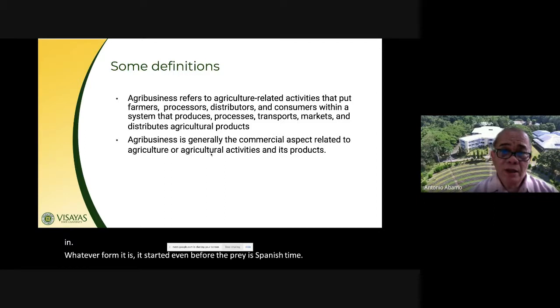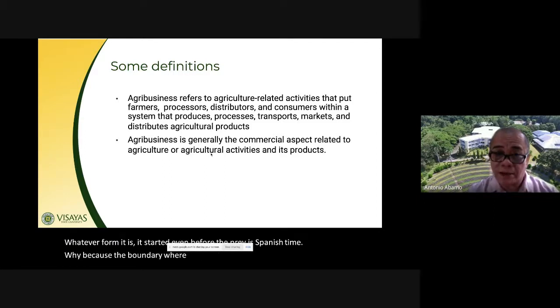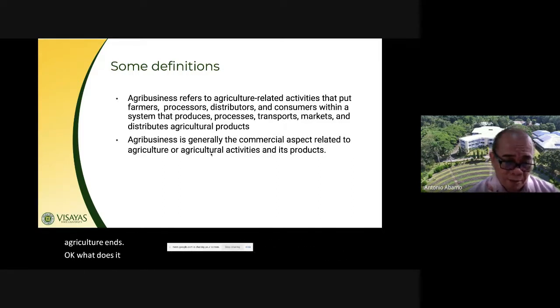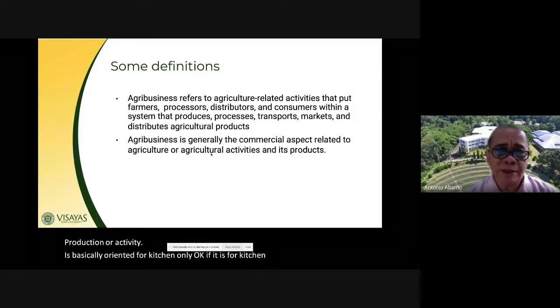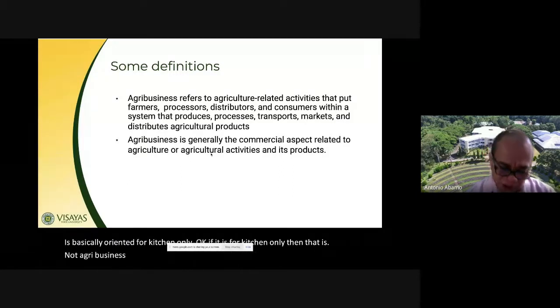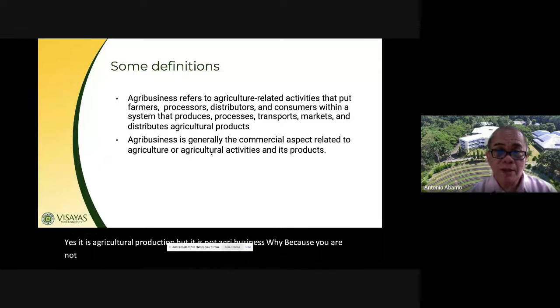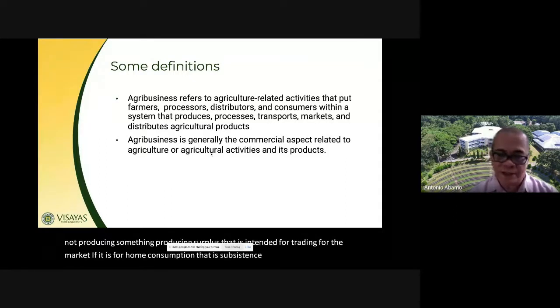Why? Because agribusiness as a human activity started where subsistence agriculture ends. What does it mean? If production is basically oriented for the kitchen only, then that is not agribusiness yet. Yes, it is agricultural production, but it is not agribusiness, because you are not producing surplus that is intended for trading, for the market. If it is for home consumption, that is subsistence agriculture. That is not agribusiness.